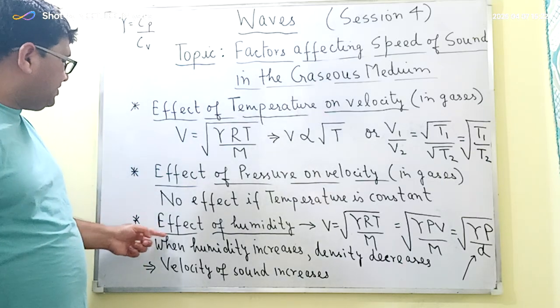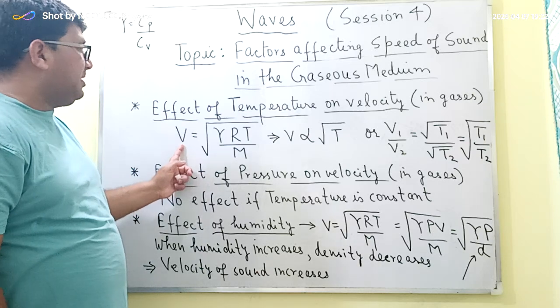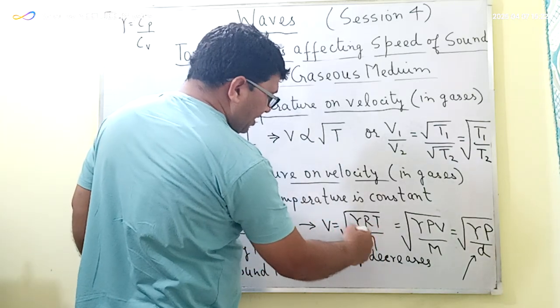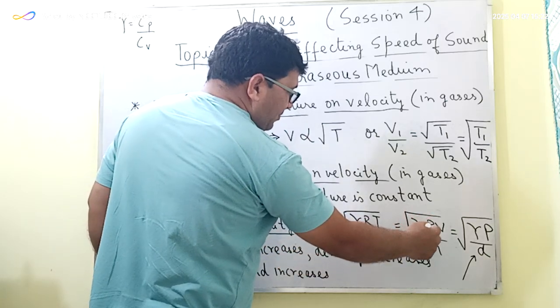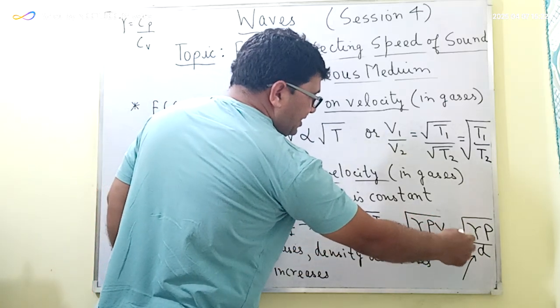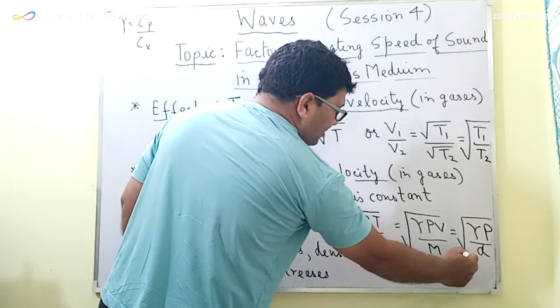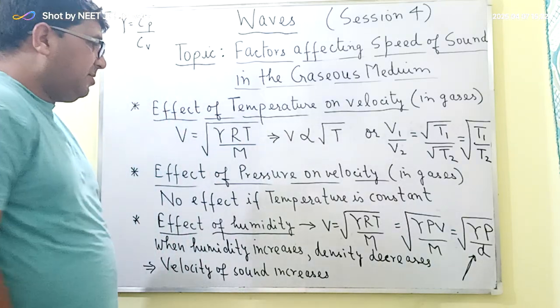The third point here is the effect of humidity. Now this is the formula for the velocity of the sound in any gaseous medium. So this formula, under root gamma RT by M, can further be written as under root gamma PV by M. This can further be written as under root gamma P upon D here. And here D is what? This is the density, P is the pressure, and gamma is equal to Cp upon Cv.